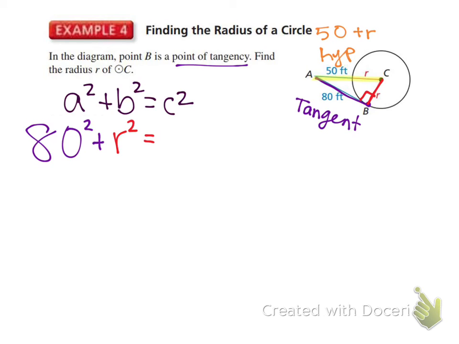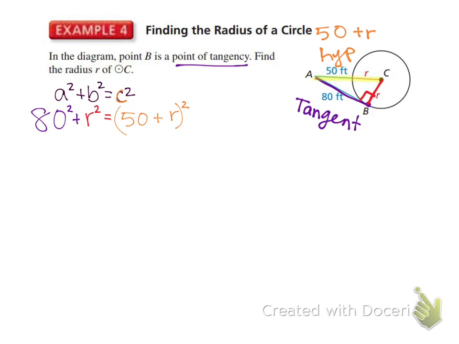C is the hypotenuse. And this is where you have to, this is the algebra part. I want to square all of the hypotenuse. What is the length of the whole hypotenuse? 50 plus r. How do I show that I want to square the whole side? Parentheses. You do not want to square both. This is on the PERT, being able to deal with this. Okay, we're going to do the easy stuff first, though.